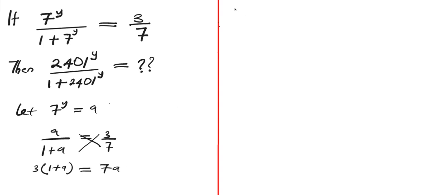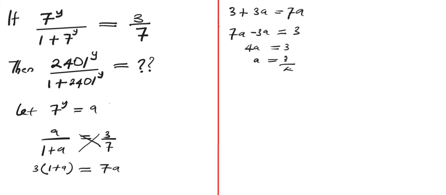Let's continue on this part of the board. We have 3 plus 3a equals 7a. We take this 3a across to the other side of the equation. So we have 7a minus 3a equals 3, and 4a equals 3. Therefore a equals 3 over 4. So this is what we got. Now that we have the value of a, let's concentrate on this.